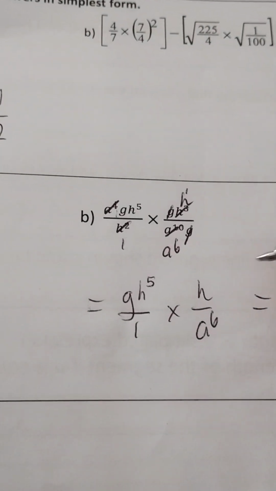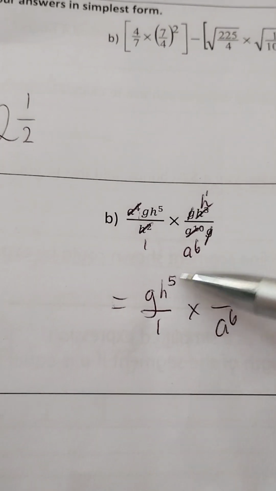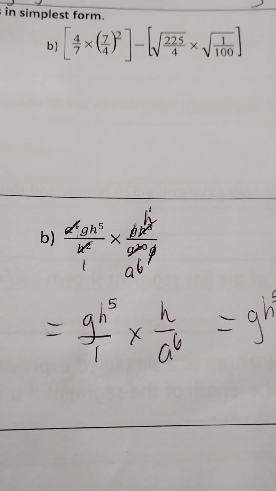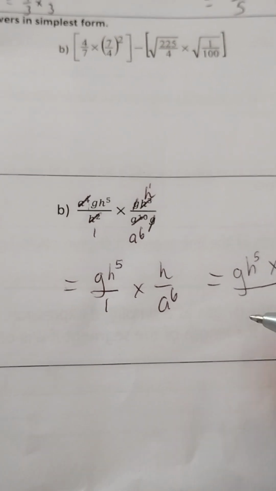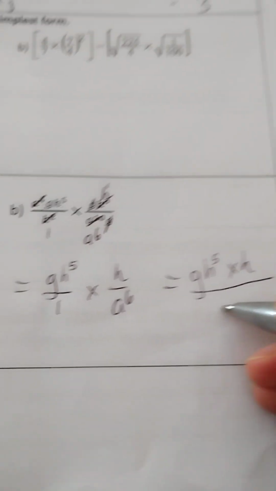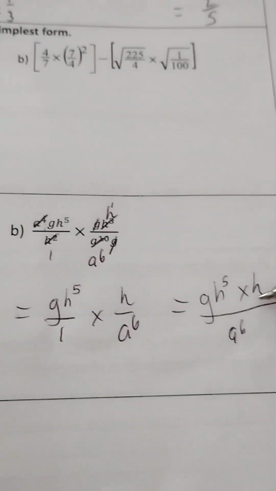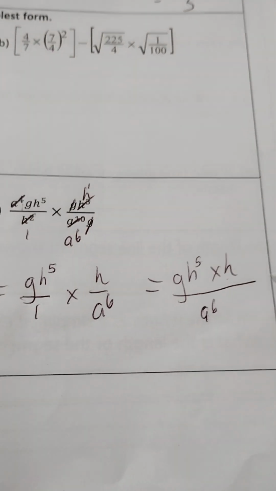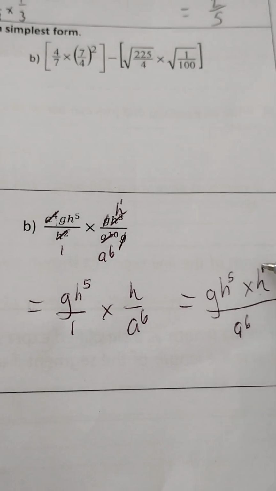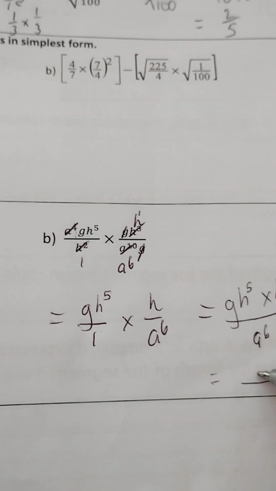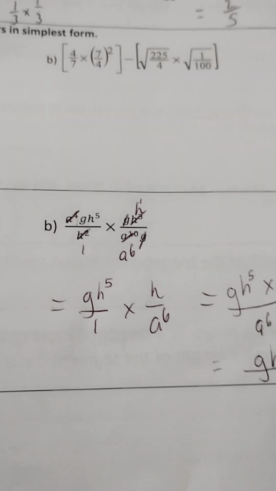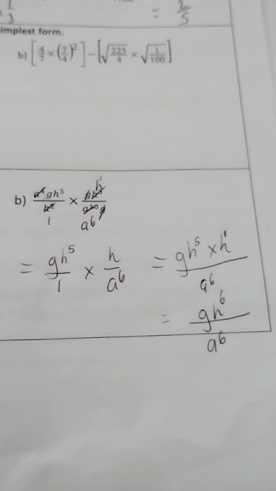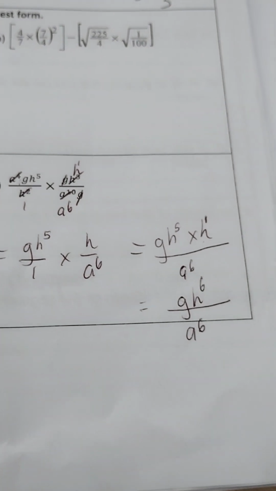Now we just multiply them. So I've got G, H to the power of 5 times H over, and then 1 times A to the power of 6 is just going to be A to the power of 6. Now here, be careful. Now I'm multiplying. So I've got H to the power of 5 times H. I add their powers. 5 plus 1 is 6. So I'm now left with G, H to the power of 6 over A to the power of 6. Okay, and there's my answer for that one.